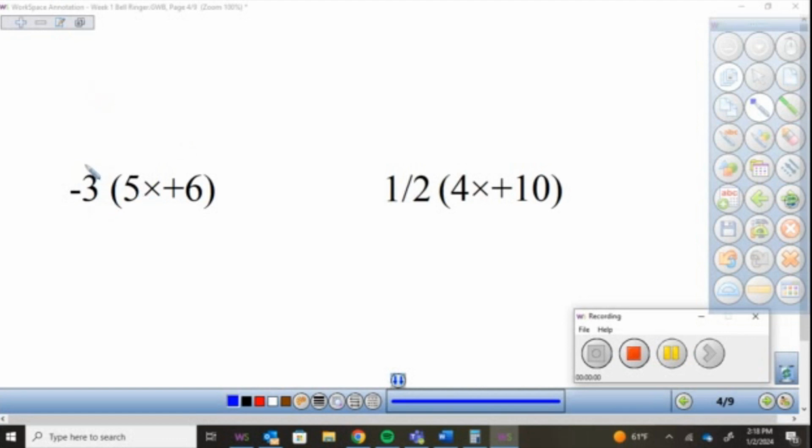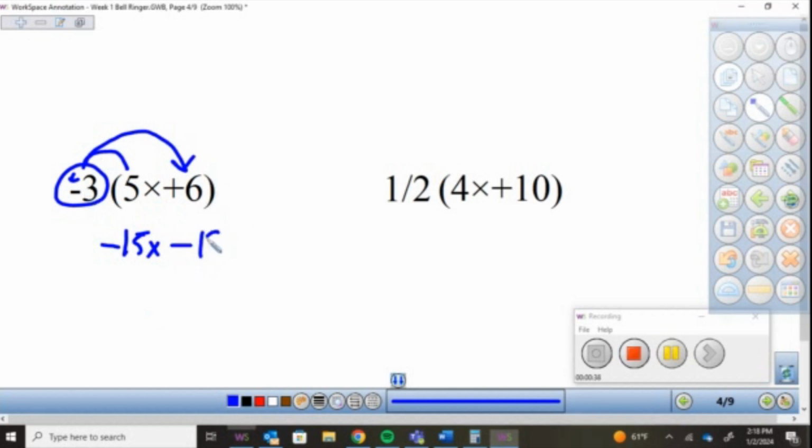For starters, we're going to take the number outside the parentheses, including if it has a negative, and multiply it by distribution to each term inside the parentheses. So this negative 3 is going to multiply by 5x. Negative 3 times 5 is negative 15. And then the x is just multiplied to it, so we just write the x next to it. Then we take that negative 3 and multiply it by the positive 6. So negative 3 times positive 6 is going to be negative 18. And that's it.